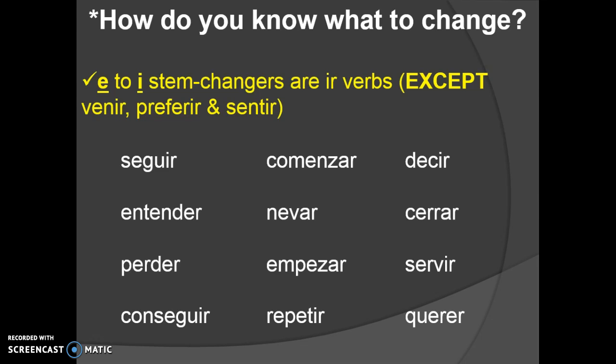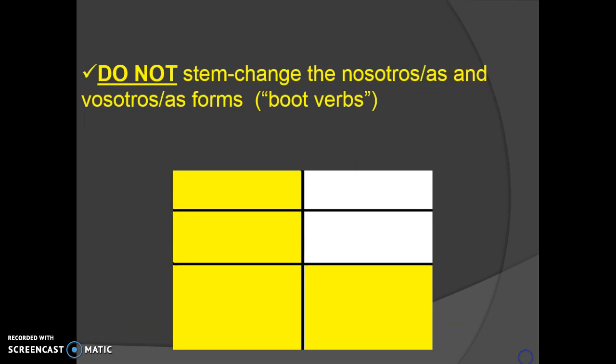The exceptions are venir, which is in the E to IE column, preferir, which is also in the E to IE column, and sentir, which is also in the E to IE column. Okay, so again, looking at these, seguir is going to be an E to I because it's an IR verb. Pedir will be an E to I stem changer. Servir, repetir, and conseguir will all be E to I stem changers.